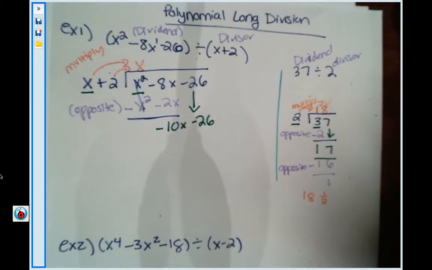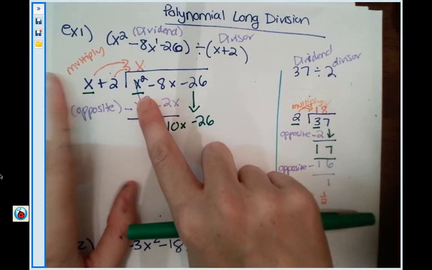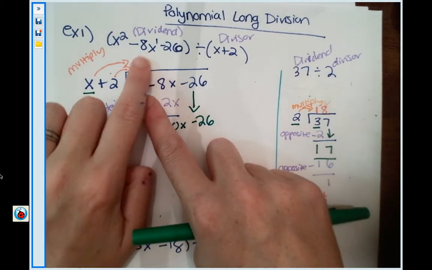Okay, so I'm going to recap what I did. Now, polynomial long division is kind of complicated at first, but I promise you, the more and more I do this, the more you're going to get it. Okay, so what I did, I started here, I said x times what gives me x squared? Well, that was an x.